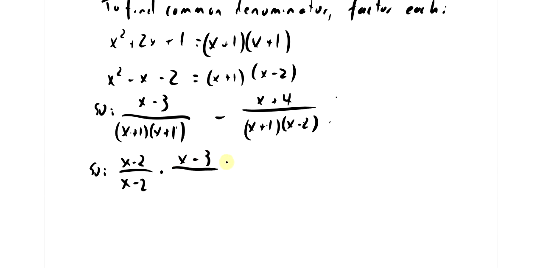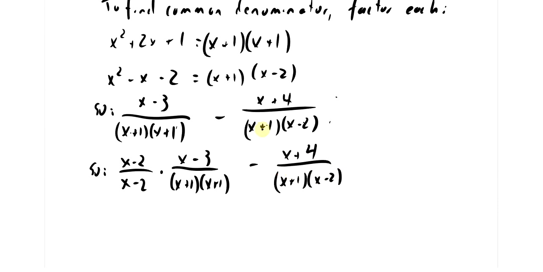And now that gives me the denominator x plus 1 times x plus 1 times x minus 2, and then minus, we have our x plus 4 over x plus 1 times x minus 2, and this needs another x plus 1 because there's 2 over there.